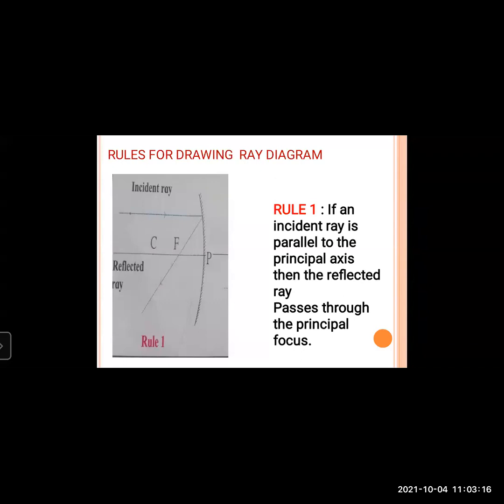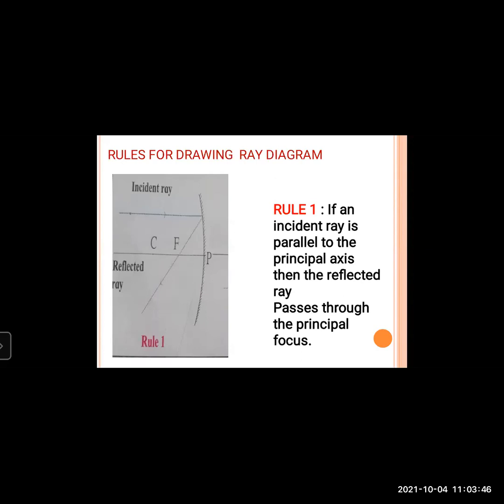Okay, so this rule is very easy, very simple. If an incident ray is parallel to the principal axis, then the reflected ray passes through the principal focus. So try to locate the incident ray first, find out the incident ray in the given diagram. How to identify an incident ray? A ray which has an arrow headed towards the curve, towards the spherical mirror, is called an incident ray. Try to identify it.